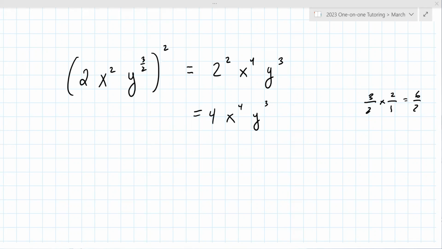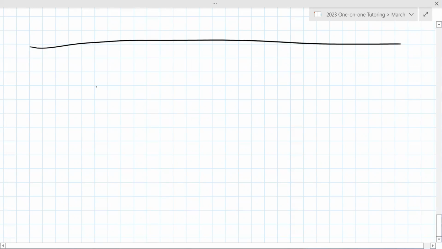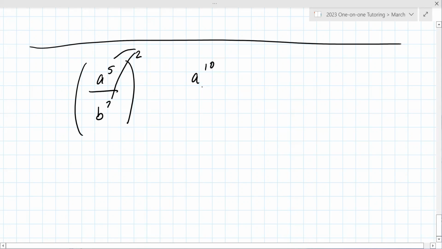Okay, I have everything down. Got it. All right, so a new type of problem to look at here is, let's say it's something like a to the 5th over b to the 7th, to the power of 2. Now, this means that you apply the 2 to both exponents. So it'd be a to the 10th over b to the 14th.